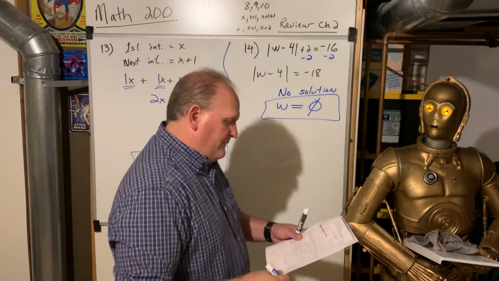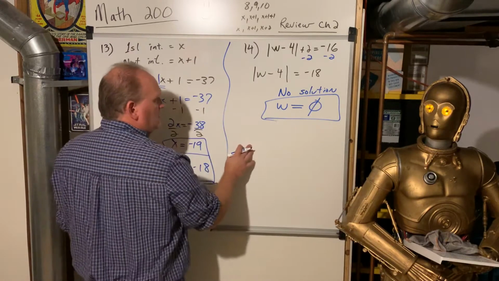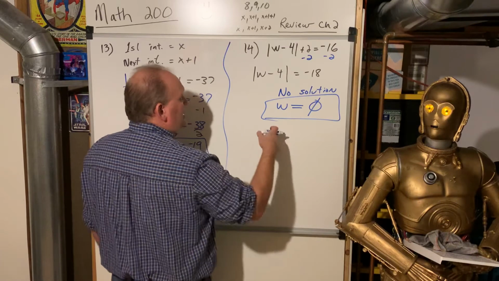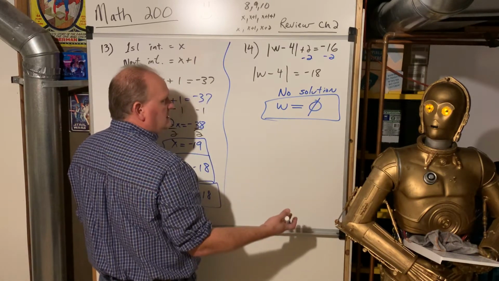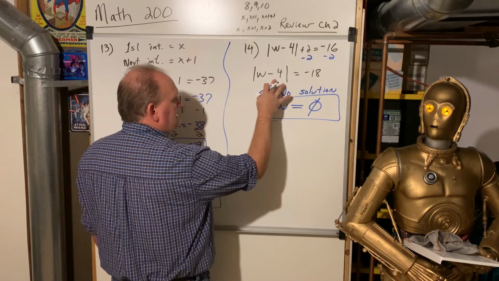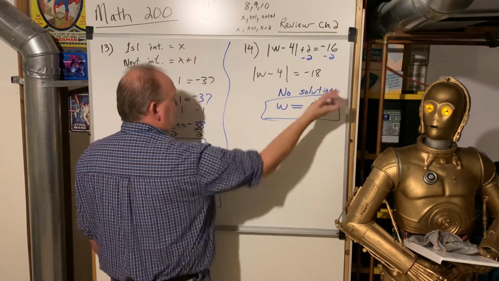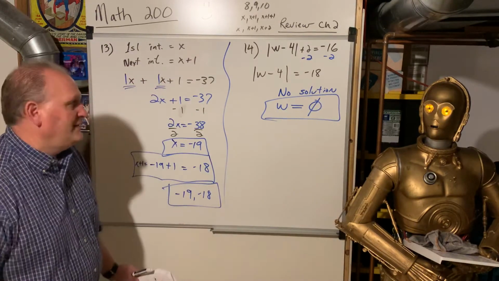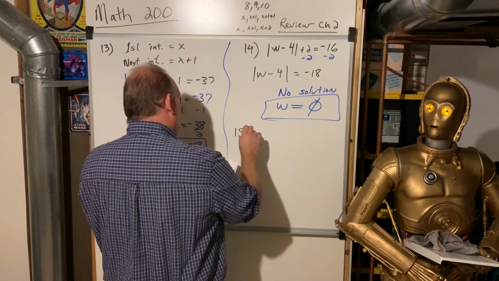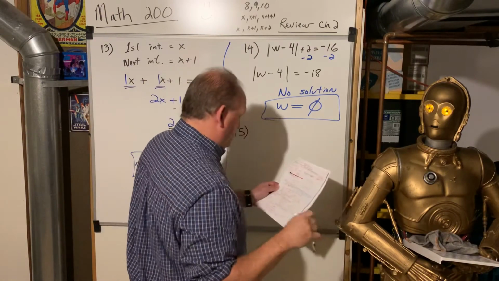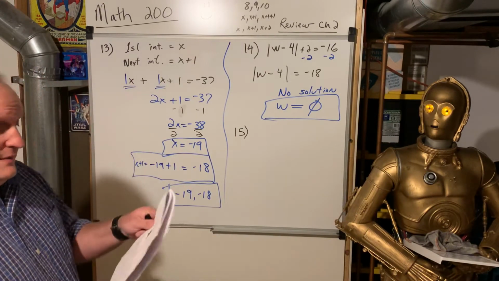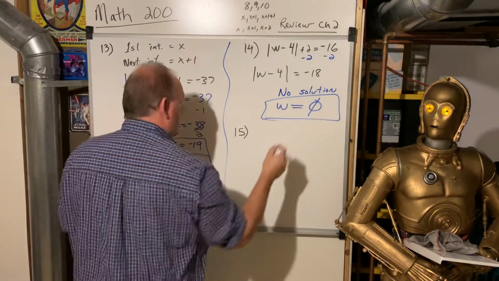If you didn't notice that and you worked it all out as W minus 4 equals negative 18, W minus 4 equals positive 18, both of the answers you got wouldn't have worked. You would get like 22 minus 4 is 18, absolute value of 18 is 18. Then it's not negative 18. It's never going to be negative. So make sure on those, if you're a little unsure, to check your answers. And then if they don't work out, it's no solution.